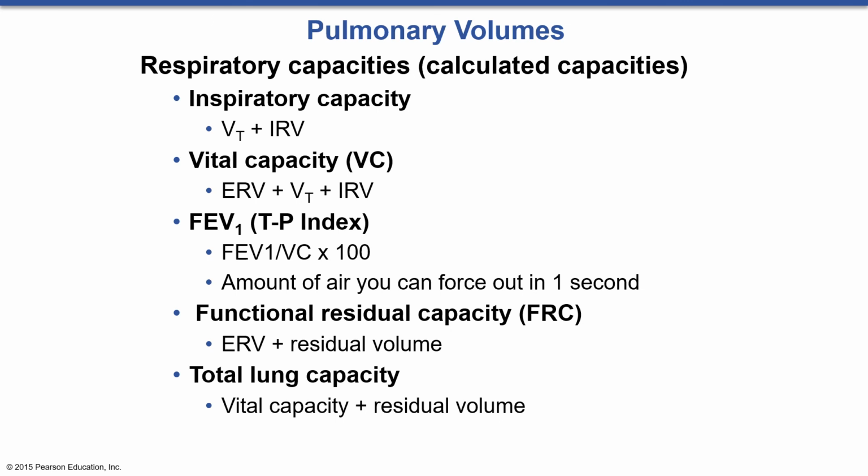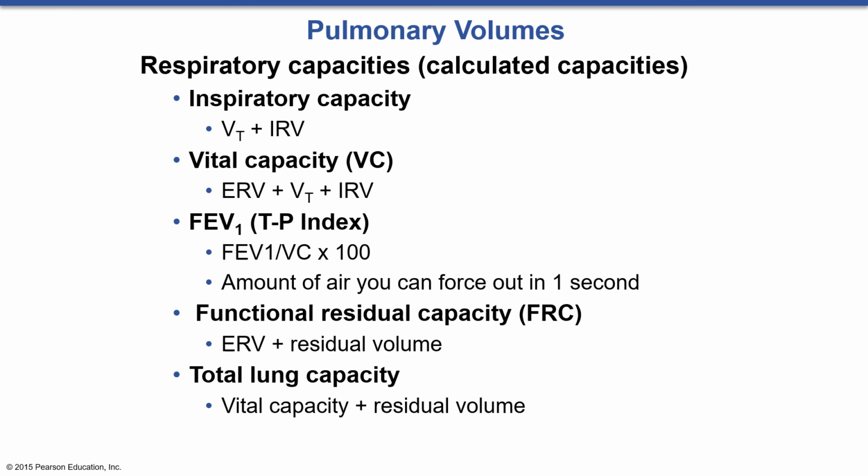Next, I'm going to skip over FEV1 and move over to functional residual capacity. This is expiratory reserve volume plus our residual volume. And this is going to be the kind of reserve that we have in our ability to move air. And then our total lung capacity is our vital capacity plus residual volume. And this will give us the most amount of air that our lungs have in it at any one time, our total capacity for volume of the lungs.